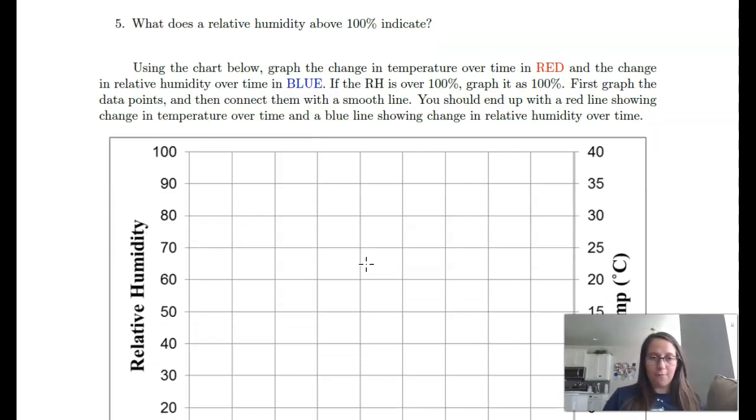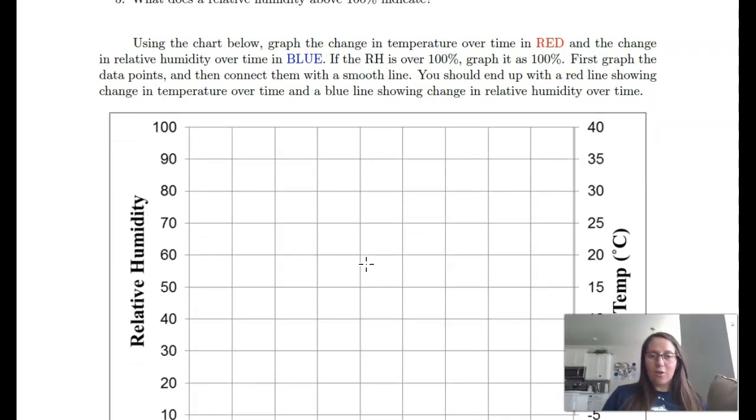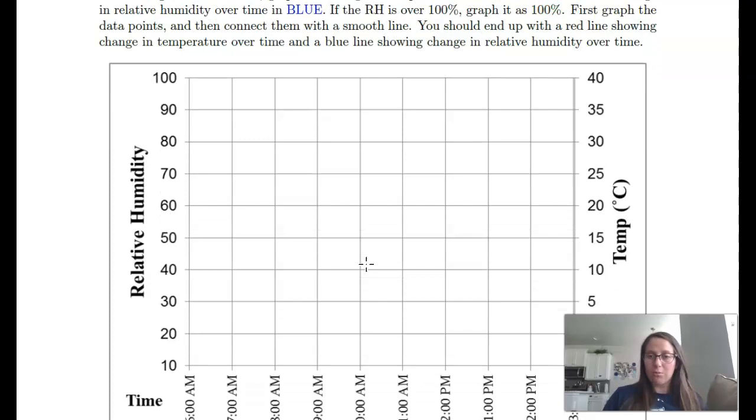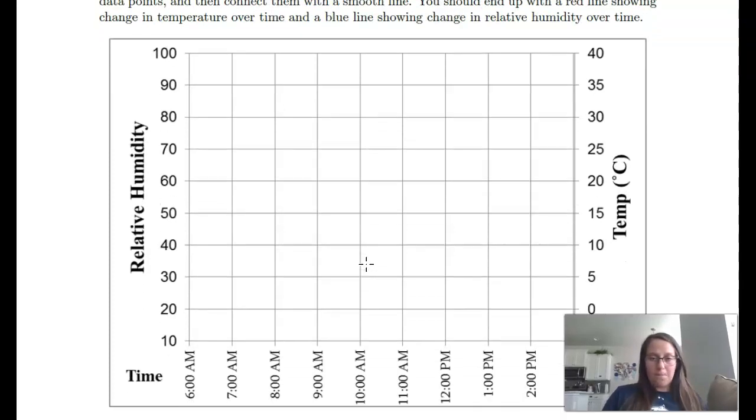So first graph the data points and then connect them with a smooth line. You should end up with a red line showing change in temperature over time and a blue line showing change in relative humidity over time. So I'm going to go ahead and show you what I did for those first 2 measurements that we just input into the table.